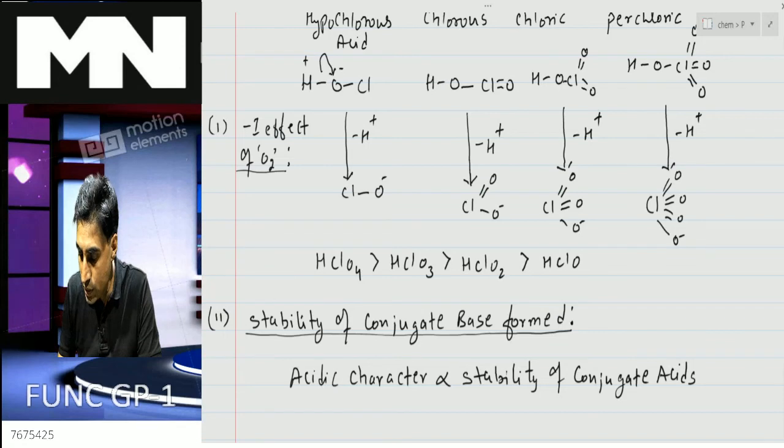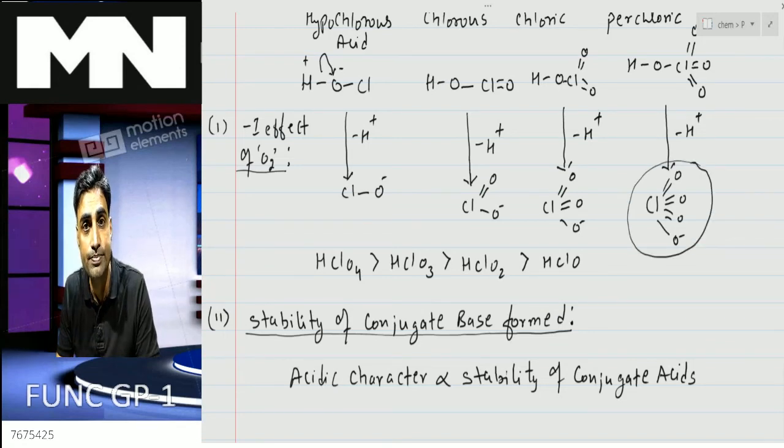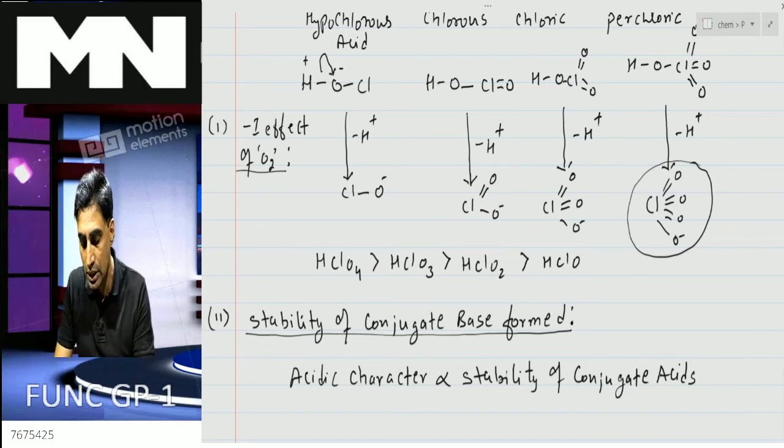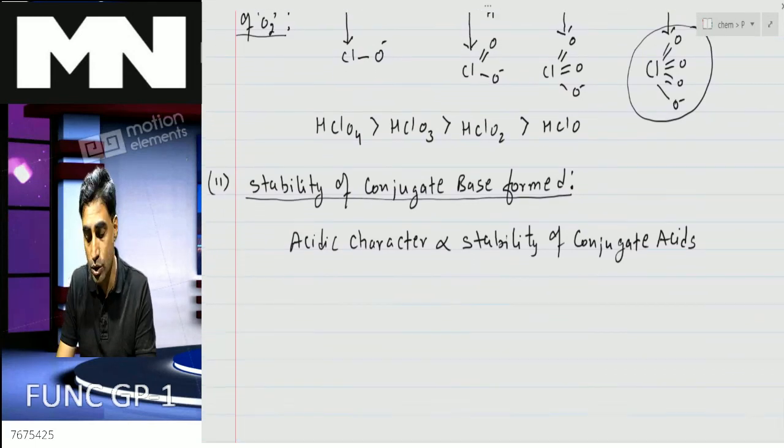So in perchlorate ions, you'll see there are maximum number of oxygen atoms. That means maximum resonance. Maximum resonance means perchlorate ion is most stable. That's why perchloric acid is most acidic. And as you move from perchloric acid to chloric to chlorous to hypochlorous, the number of oxygen atoms is decreasing. So the extent of resonance is also decreasing in their corresponding conjugate base, and that's why their acidic character will decrease. So this is all about the compounds with oxygen.